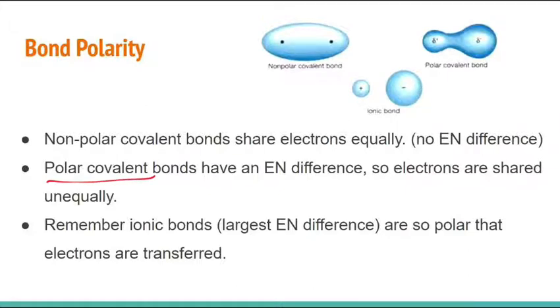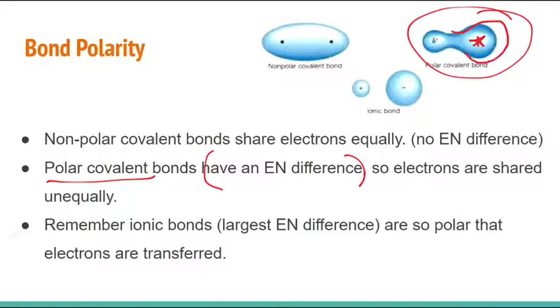Polar covalent bonds, on the other hand, have an electronegativity difference between the atoms that are in that bond, which means that one of them, in this case this one on the right, has a larger electronegativity. It's stronger, it's going to pull harder on the electrons, which means they're going to spend more time, and it's going to have a larger portion of the electron cloud than the one with the smaller electronegativity. So when we have any kind of difference, that makes our bond polar.